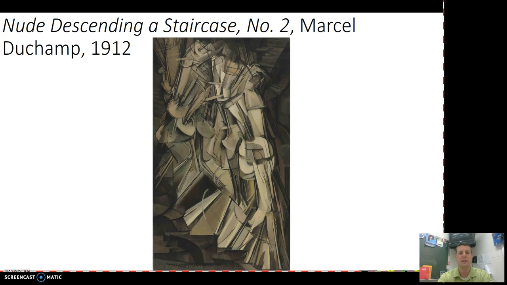We have Nude Descending a Staircase, number 2 by Marcel Duchamp. You can see moving from left to right here, upper left down to the right. You can see elements of stairs here. You can see elements of a person who is making the way down the staircase.